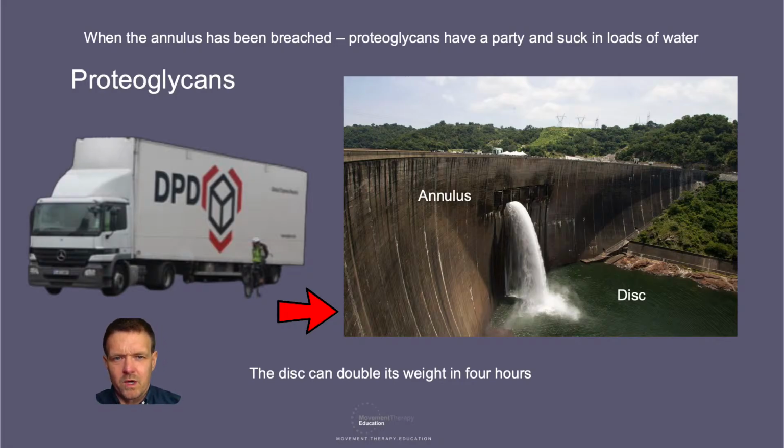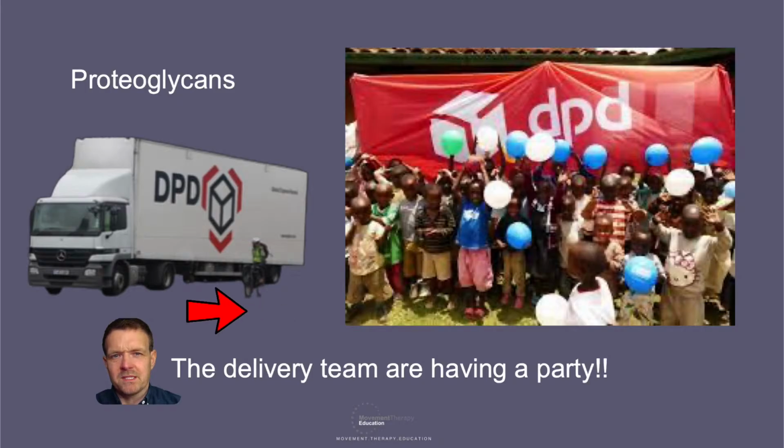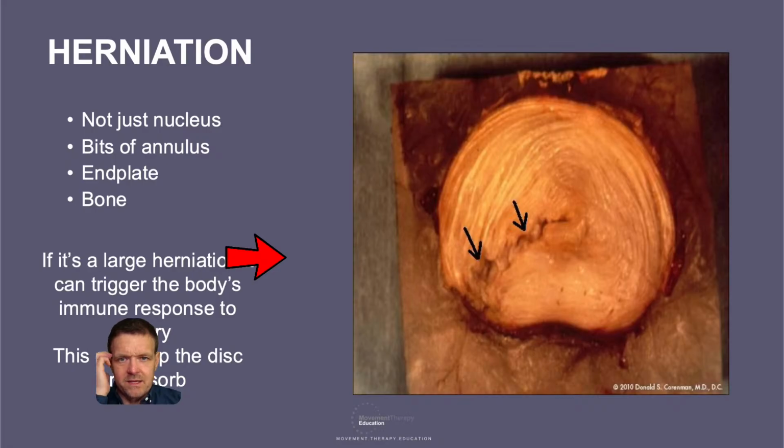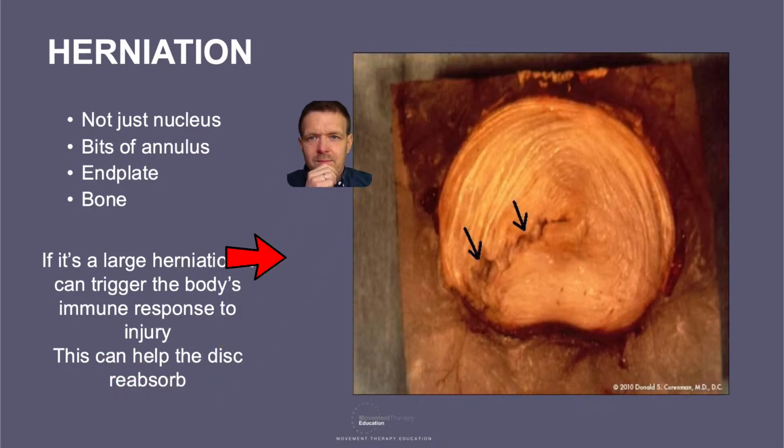And it took me a while to find this picture, but the delivery team have a party. Who'd have thought that there is a picture of DPD having a party on the internet? So the delivery team are having a party, and they're bringing in all of these nutrients and hydration into the disc, because that's their job. But all of a sudden, they've got access to loads of fluid. Okay, so that's what's happening there.